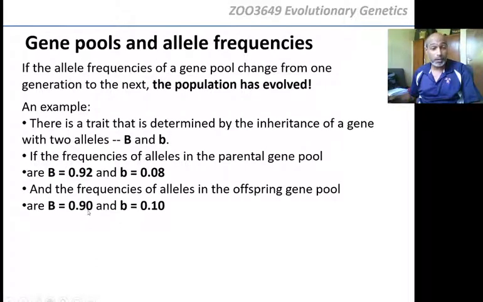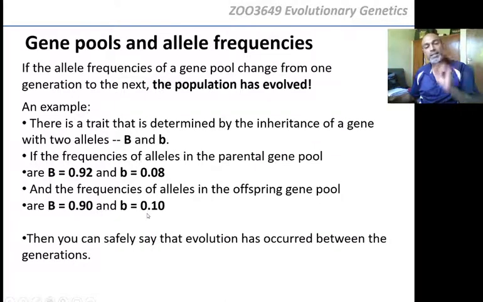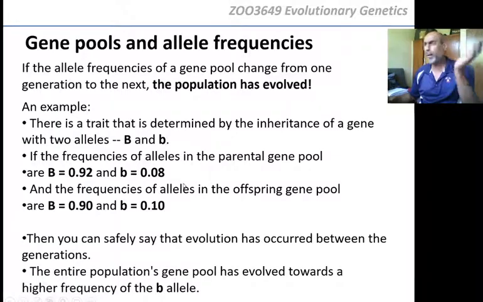So that means big B went down from this generation to this generation. Big B went down in frequency by 0.02. And small b went up in frequency by 0.02. So the frequency is not the same from the parent generation compared to the offspring generation. That population has evolved. Okay, that's how we measure evolution. We can safely say evolution has occurred between those 2 generations. It's so simple. And everyone thinks evolution is hard. It's not. That's all there is to it. The entire population's gene pool has evolved towards a higher frequency for the small b allele.